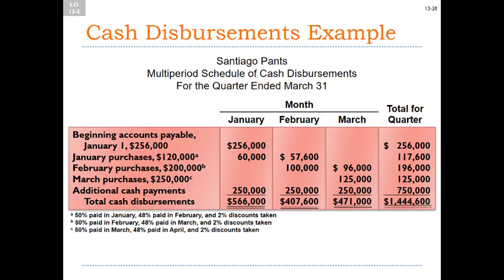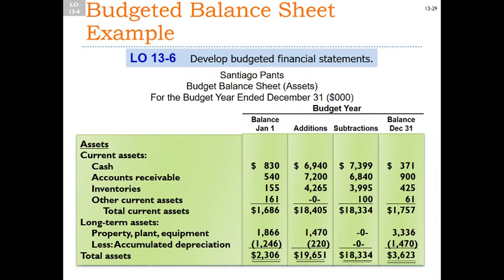Or hold some back in previous months. Either way, they've got to deal with it. Let's see. All right, so we've got our budgeted balance sheet example. Some of this comes from information we've already dealt with in the other budgets. So this would probably be the last thing that they do, either that or the statement of cash flows.